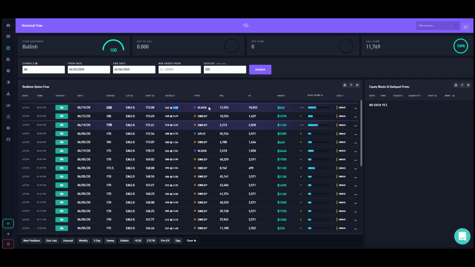Type, it just shows you whether it's a block, sweep, or split. Don't worry about that too much. Just keep in mind that sweeps are the strongest order type. Blocks are kind of below that, and splits are just kind of in the middle. But sweeps are what you really want to pay attention to.